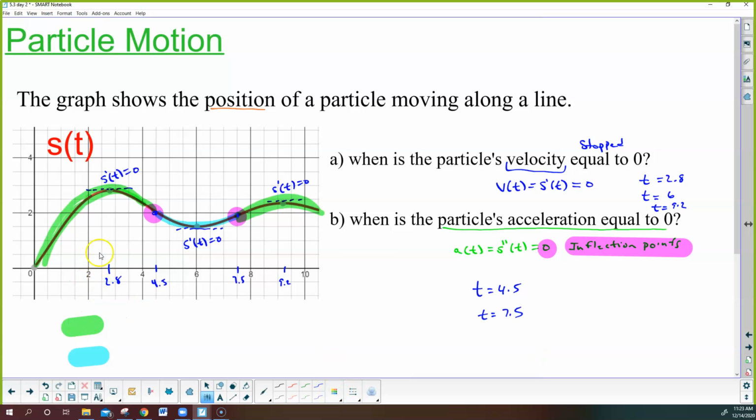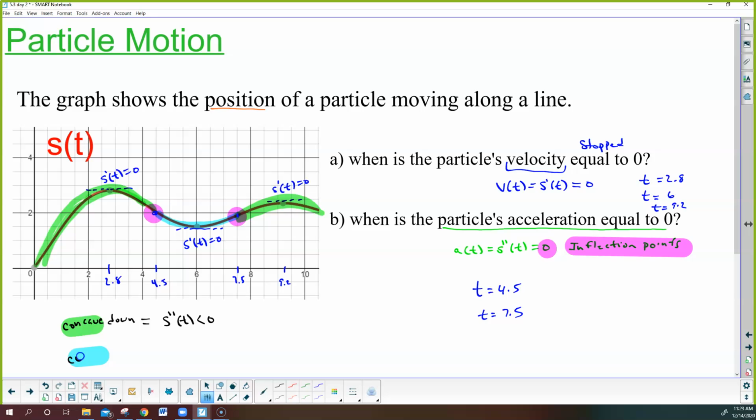So let's see. What do I know about the green part? Well, the original function is concave down. And if that's true, what does that tell us then? It tells us that the second derivative has to be negative, because that part of the graph is concave down. So I know that the acceleration, which is the second derivative, would be negative.